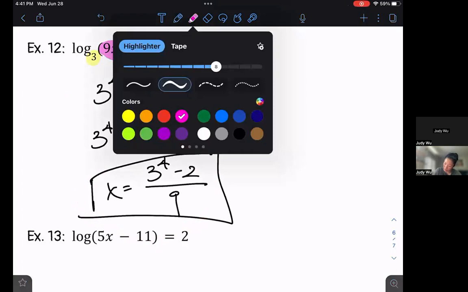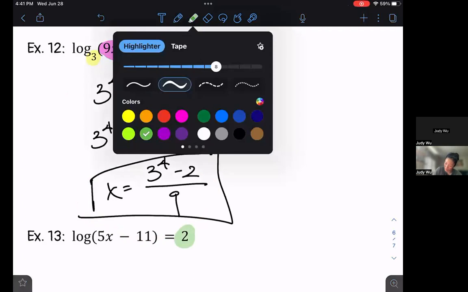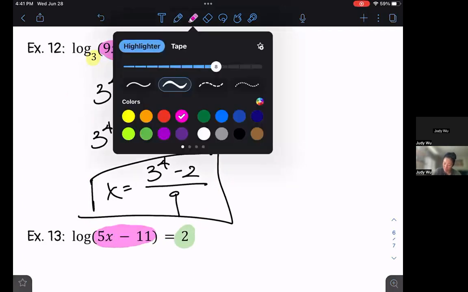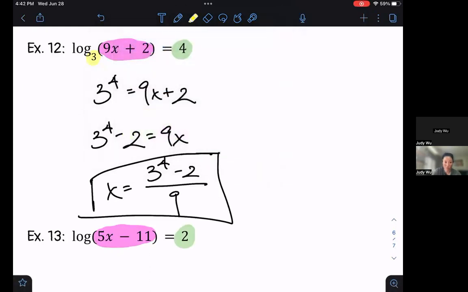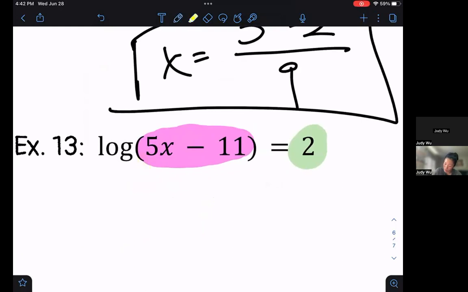Now, let's take a look at 13 while it's on the page. I notice that the 2 is in the same place as the 4. The 5x minus 11 is in the same place as the 9x plus 2, but I don't see anything in the same place as the 3. But there's got to be something there. And so this is a good chance for us to remember that when we don't write the base, it is a common log, which really means that base is 10.